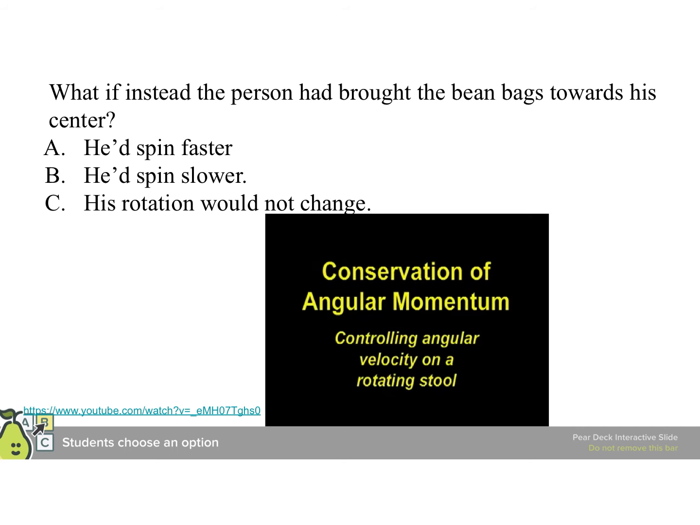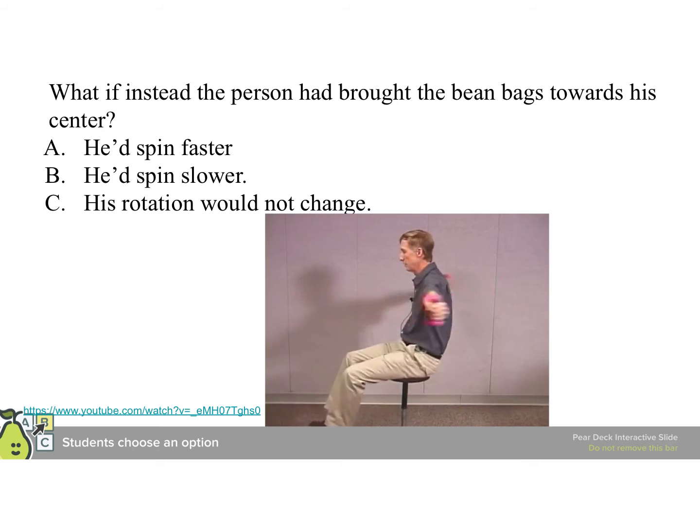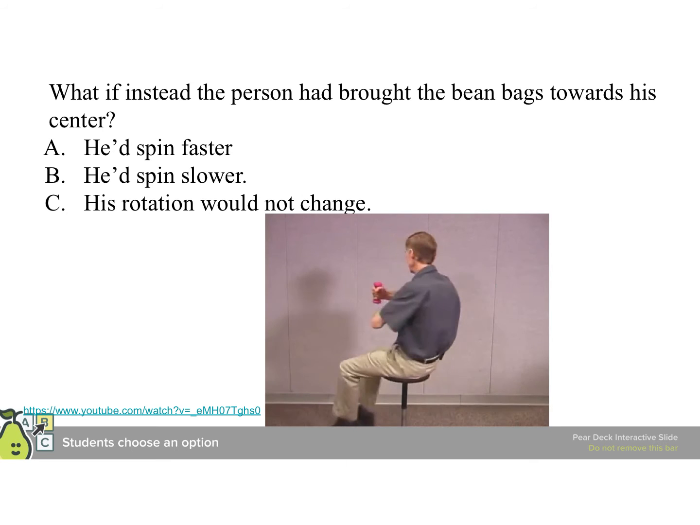All right, what if instead the person had brought the beanbags towards his center? Would he then end up spinning faster or spinning slower, or would his rotation not change? Take a second or two to make sure you know what you think. And let's see. You can see that the person spun faster as the masses were closer in. Let's hear why.